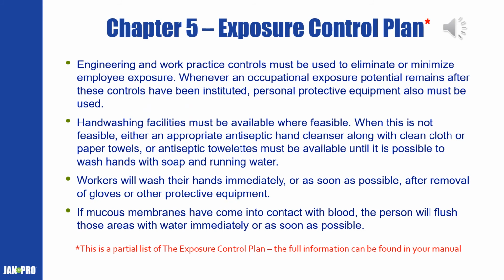An exposure plan would also say that work practice controls must be used to eliminate or minimize the exposure. For example, hand washing facilities must be available where feasible. When that's not feasible, an appropriate antiseptic hand cleanser, a clean cloth, towel, soap and water should be used. It recommends that workers wash their hands immediately or as soon as possible after removal of gloves or other protective equipment. If mucous membranes have come in contact with blood, the person will flush those areas. So if you inhaled something or got something splashed on your face, you would then wash with water as soon as possible.